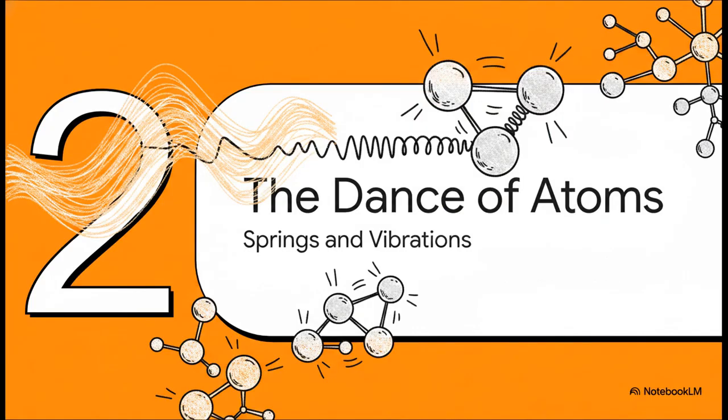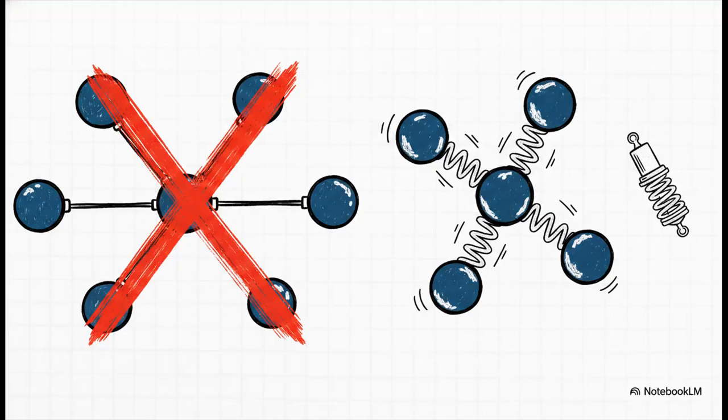Moving right along to section 2, the dance of atoms, springs and vibrations. Now, once we have this wave of light, we need to know how it actually interacts with physical matter. Don't picture chemical bonds as rigid little sticks. Instead, think of them as tiny vibrating springs. They're totally governed by Hooke's law. So the physical stiffness of the bond, what physicists call the force constant, along with the mass of the attached atoms, dictates exactly how that molecular spring is going to bounce and vibrate.